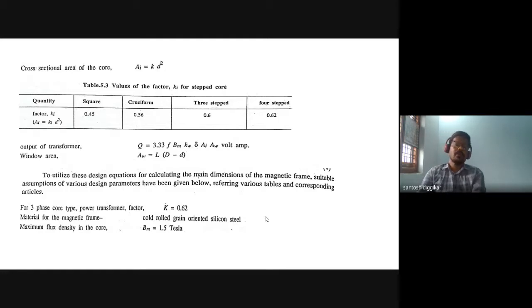If it is a square type of core, meaning if you see the core from the top it is a square, then the factor K is chosen as 0.45. If it is a cruciform structure, like a circle type, the factor K is chosen as 0.56. If the core is three stepped, it is 0.6. If the core is four stepped, it is 0.62.